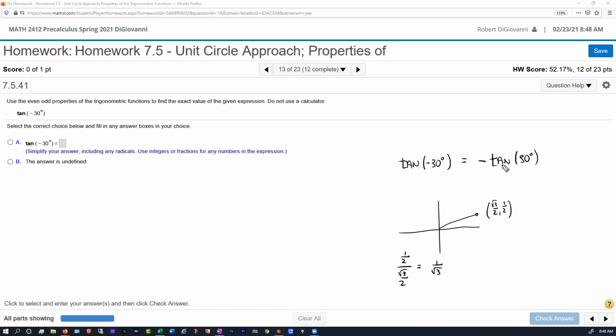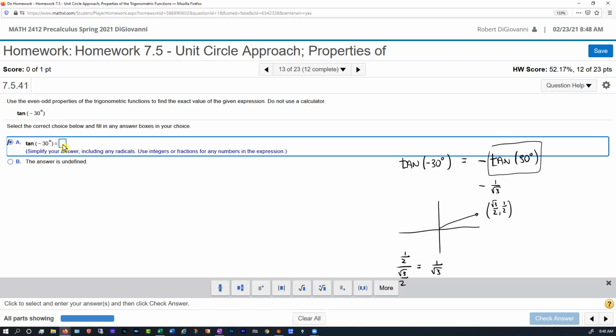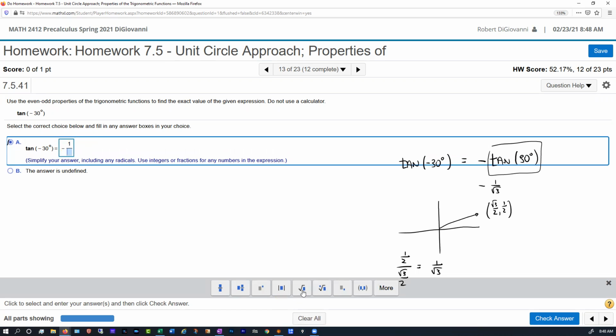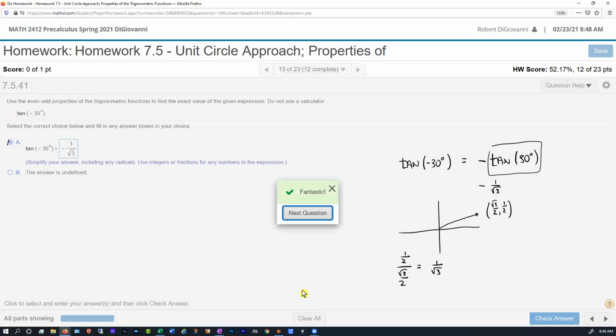And now what we do is we take that answer. Okay, so tangent of this is 1 over √3, and I'm going to just put a negative in front of it. So that should be it. So -1 over square root of 3.